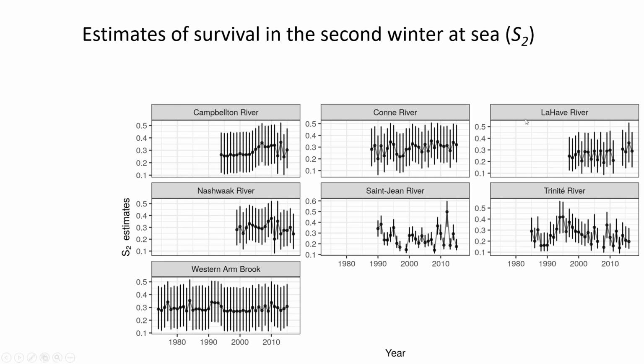To some extent, the Nashwaak and the Lahave too. But the patterns in the Saint John and Trinité pop up. These are rivers that seem to have more of those fish. And still, I don't feel very comfortable talking about survival in the second winter at sea because of the uncertainty associated with these estimates. So for the most part, what I'm really interested in is the pattern in survival in the first winter at sea.